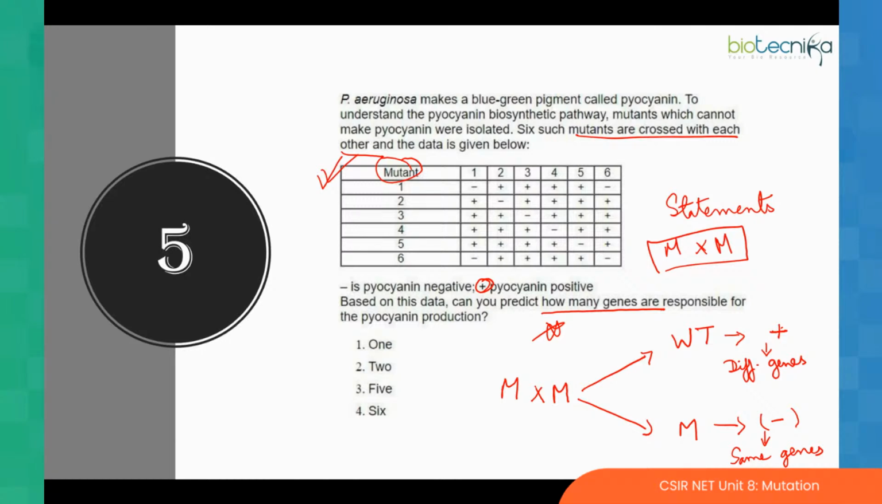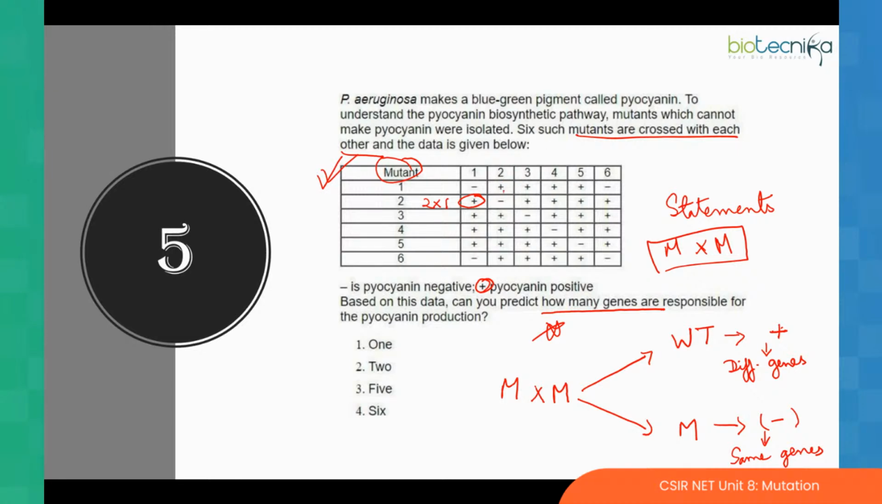Okay, now when we check the table here, see, this entire table is given, but you need only half of the table. The other half is just a mirror image of the first half. See, what is this block? This block is showing 2 crossed with 1, right? What is this block? This is showing 1 crossed with 2. Whether you cross 1 with 2 or 2 with 1, your answer will be the same in F1. So you have to consider only half of the table.